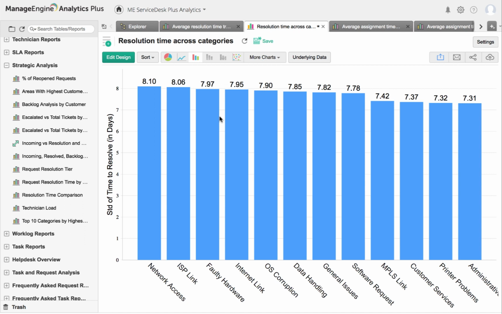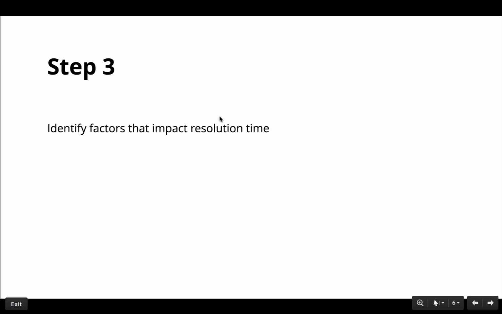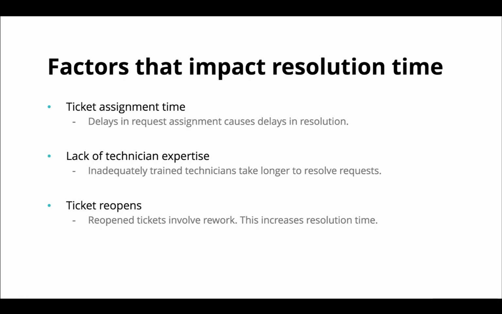So that was step two. We got an idea of where we currently are in terms of the average resolution time. The next step is to identify the factors that impact request resolution. Based on my experience, these are the three different factors that influence request resolution times. These factors might slightly vary depending on the nature of your business, but these are the top three factors that you need to watch out for: ticket assignment time, lack of technician expertise, and ticket reopens. Ticket assignment time is one factor that we usually tend to overlook while we talk about resolution times.